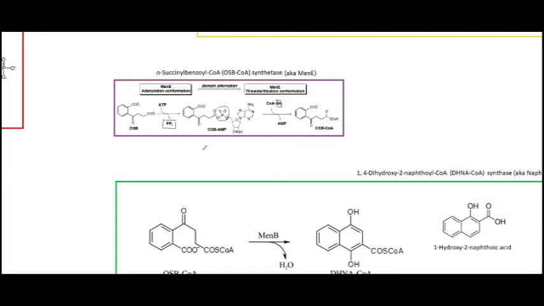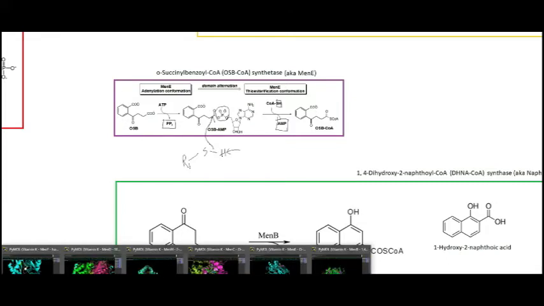And then also favorable is this coenzyme A with its sulfur here coming in. And so that would be the sulfur here. And then we'll just say this is the coenzyme A. And so this hydrogen will be extracted from it. The electrons from the bond here will go to attack this carbonyl carbon here, which then kicks off the AMP there, and now we have our coenzyme A bound to our OSB, it becomes O-succinylbenzoyl-CoA. It was just O-succinylbenzoate here.